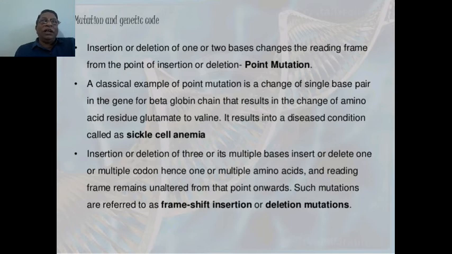A, C, G, T, like this. Now, suppose any change occurs in the nucleotide sequence, that we call mutation. See, if one nucleotide change takes place in a DNA molecule, then it is called point mutation. What is point mutation? If one base or nucleotide is changed in DNA, it is called point mutation.